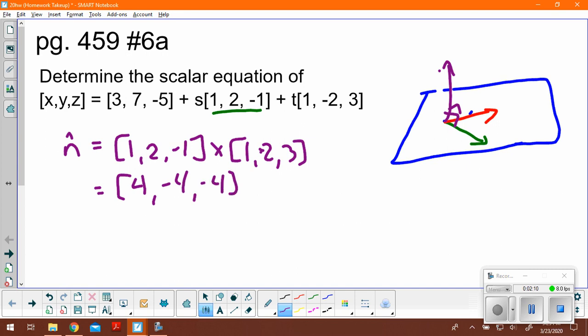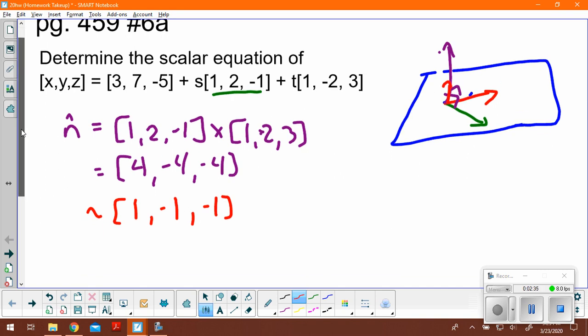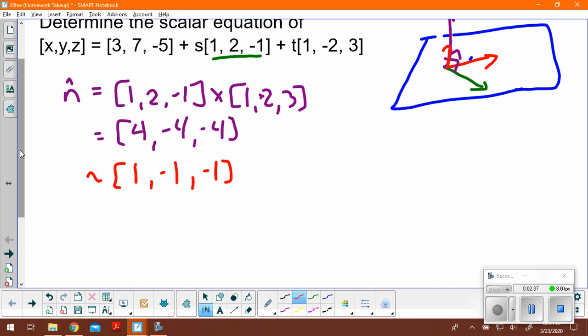Now, as we mentioned in the last video, to make my life easier, this is a direction vector, and I notice I can make this a little simpler. They're all divisible by 4, so I could use the vector 1, negative 1, negative 1. That would just be a shorter vector. That's my normal, and now we can figure out the scalar equation from there.